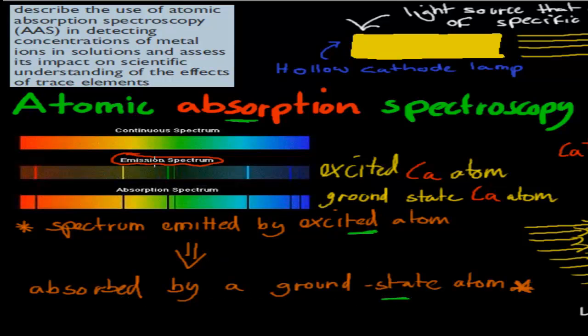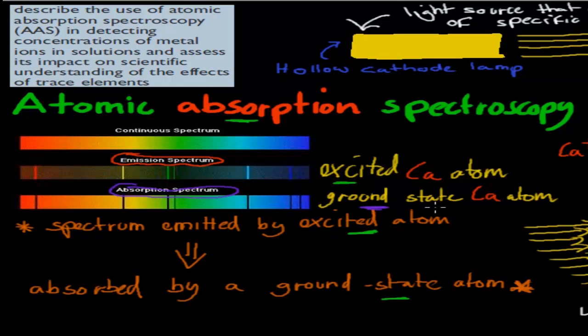So if we have this spectrum and we send it through a bunch of ground state atoms, so normal atoms, they will actually absorb some of this light. Right, so the absorption spectrum refers to not the excited. The excited atoms are the emission spectrum. The ground state atom talks about the absorption spectrum.